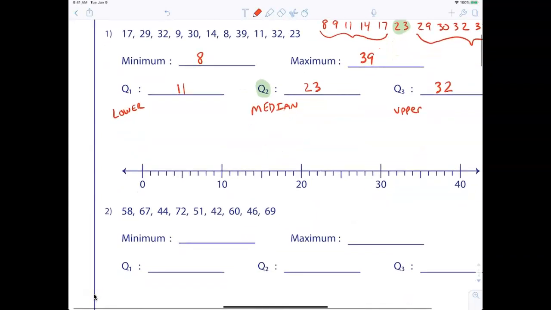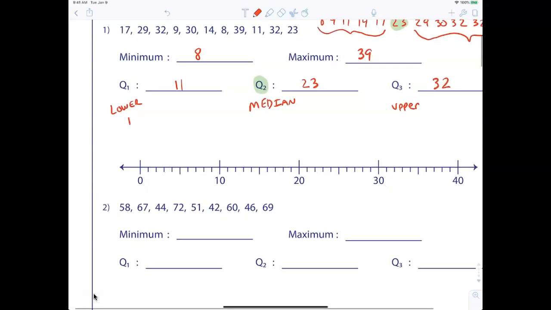Now, the next thing I want to talk to you about that's not on here that we're going to do is called the interquartile range. I want you to write this down. The interquartile range is simply Q3 minus Q1, or the upper minus the what? Lower. All right? So the interquartile range here, which means the middle 50%. All right? The middle 50% would be what numbers?